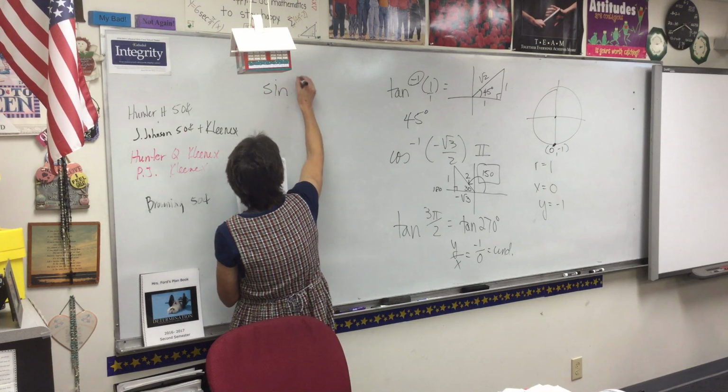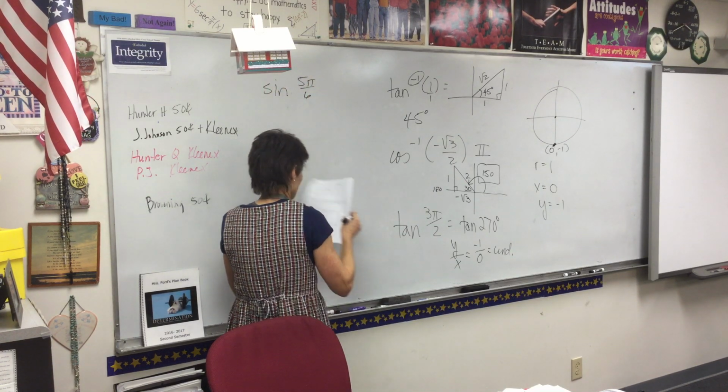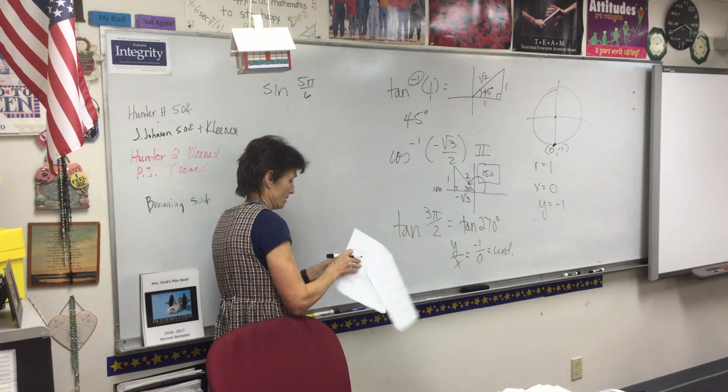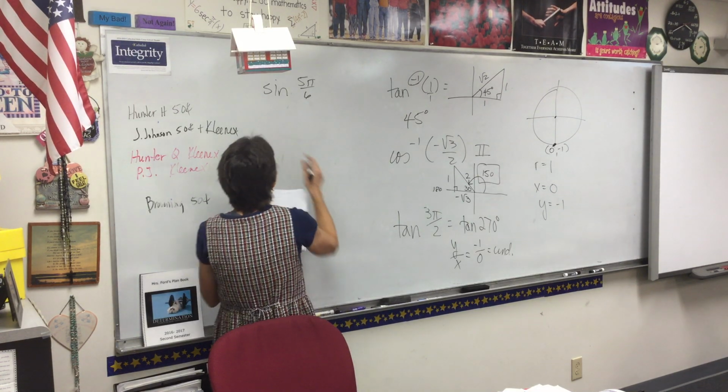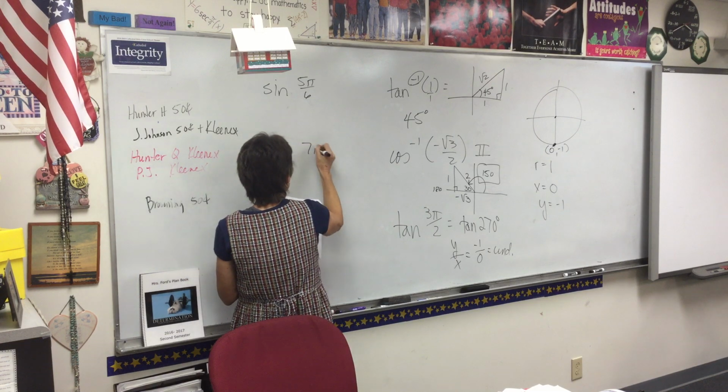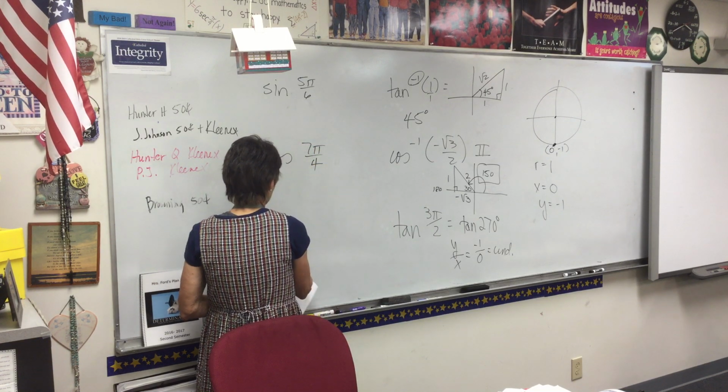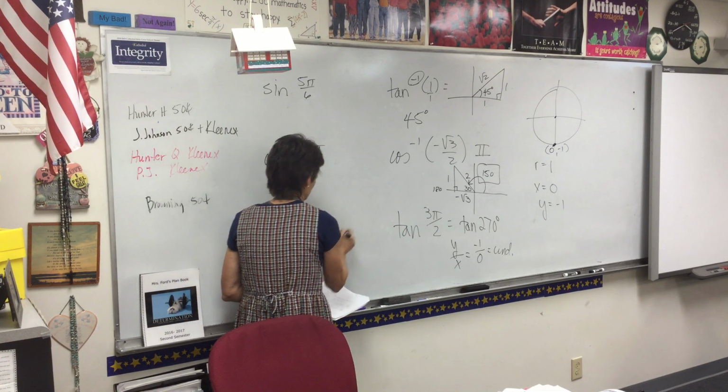Okay, there's a couple more like that. Sine 5 pi over 6. Cosine 7 pi over 4. And cosecant 7 pi over 6.